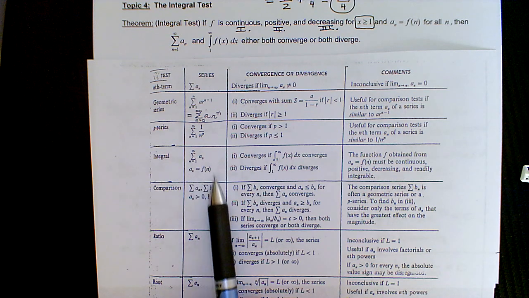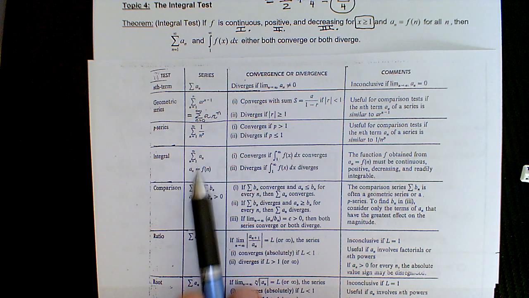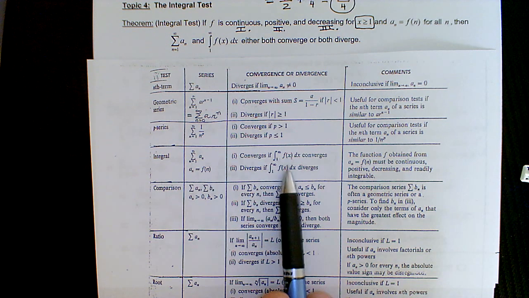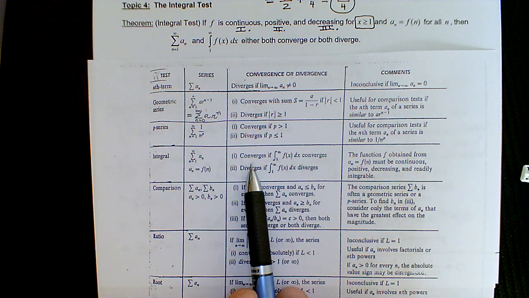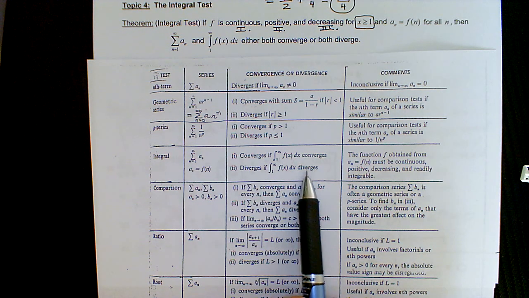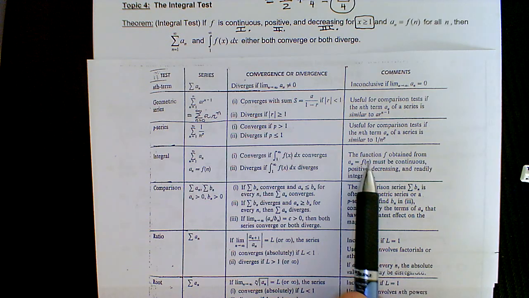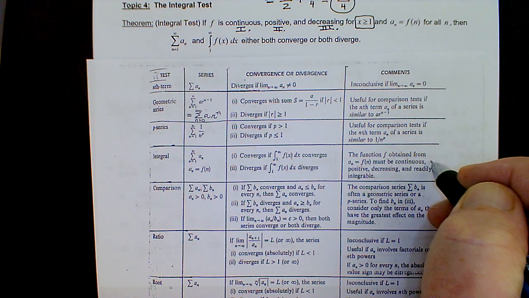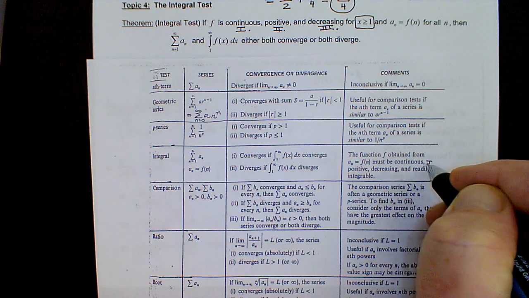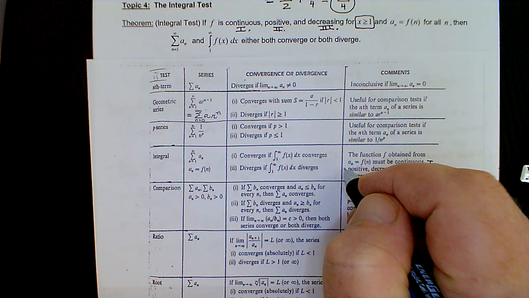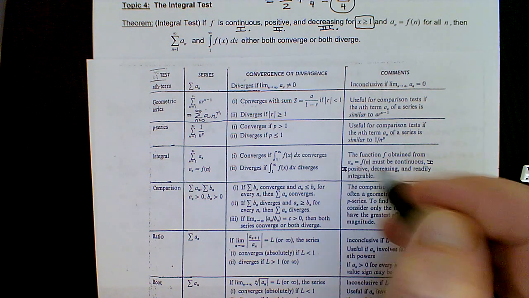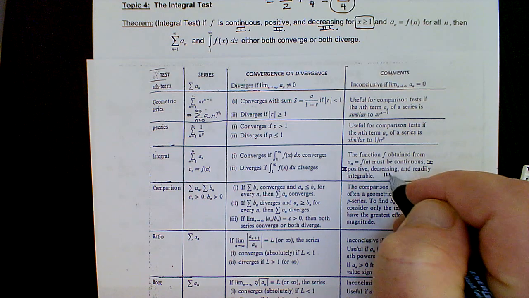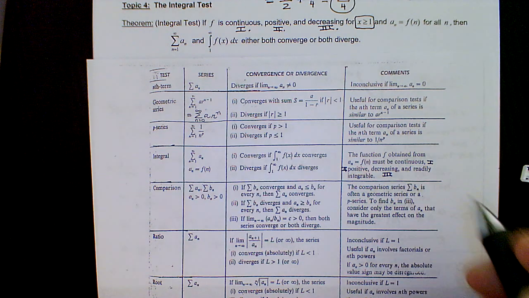It says it could be used for any series. Let the nth term of the series be equal to the function, and you make it a continuous function. If the integral converges, the series converges. If the integral diverges, the series diverges. But here are the three things: continuousness, you can consider Roman numeral 1, positive, Roman numeral 2, and decreasing, Roman numeral 3.